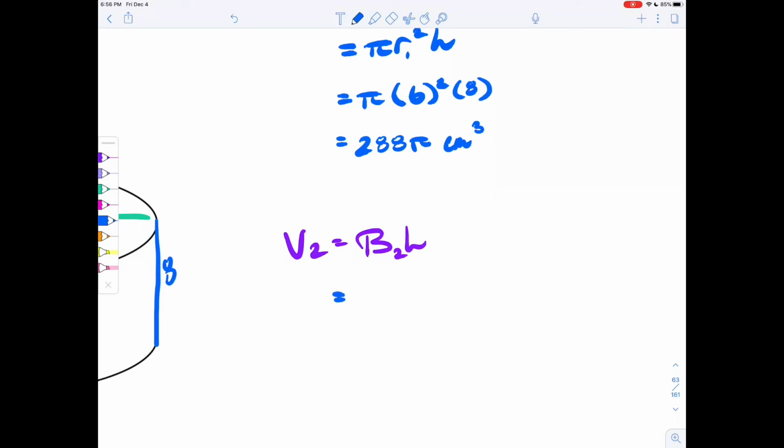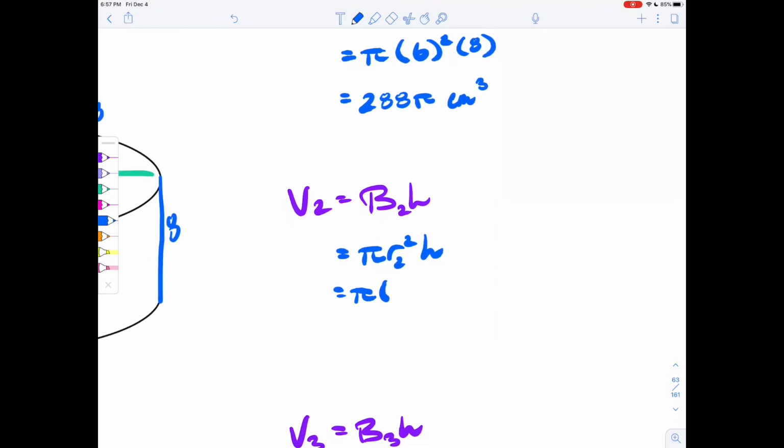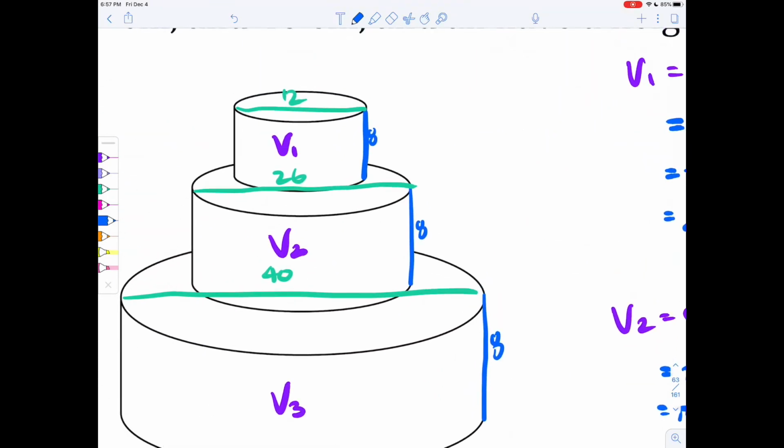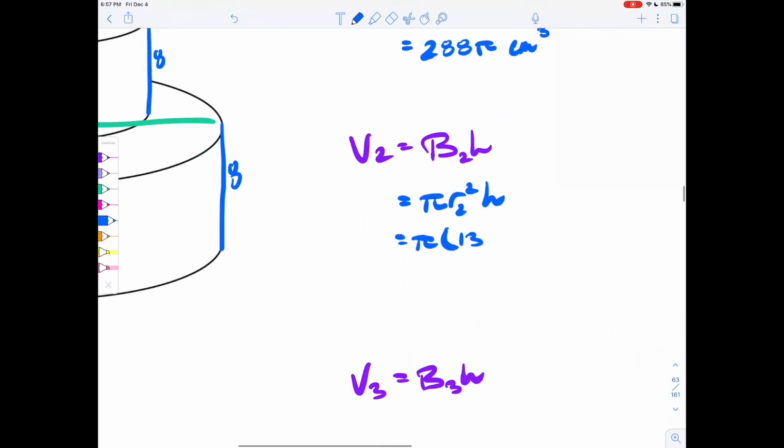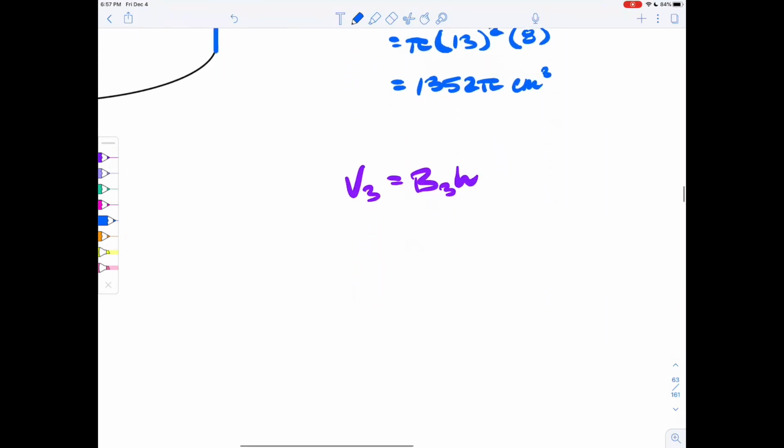Second volume, base 2 times height. Base 2 is pi times the second radius squared times the height. That second radius was not 26, that's diameter, but 13. And the height is still 8. All in all, volume of that middle slab is 1,352 pi cubic centimeters.